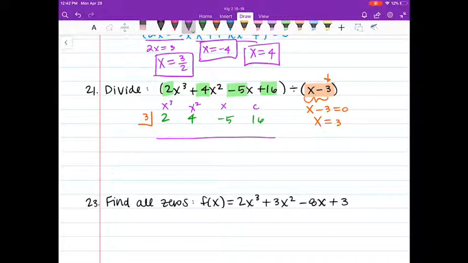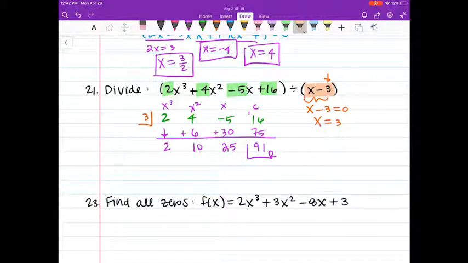And then we're going to leave a little bit of space, draw on our line, bring down your first term, and then you're going to multiply by the number in the box. 3 times 2, we get 6, and we add, we have 10, and we multiply. 3 times 10, we have 30, we add, we get positive 25. 3 times 25, we are going to get 75, and we add, carry the 1, 91. Remember that that is always your remainder. You always lose 1 degree.